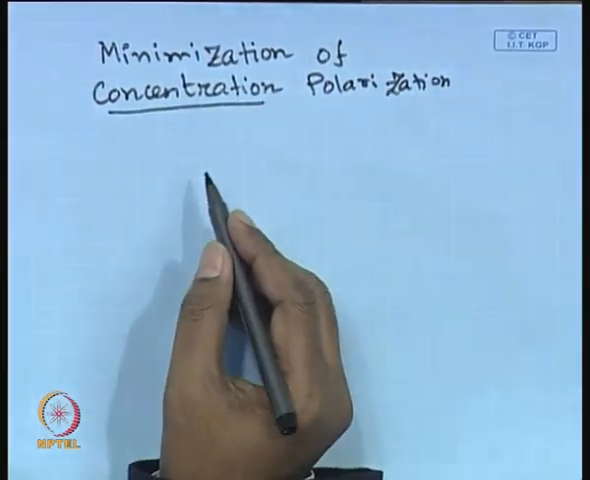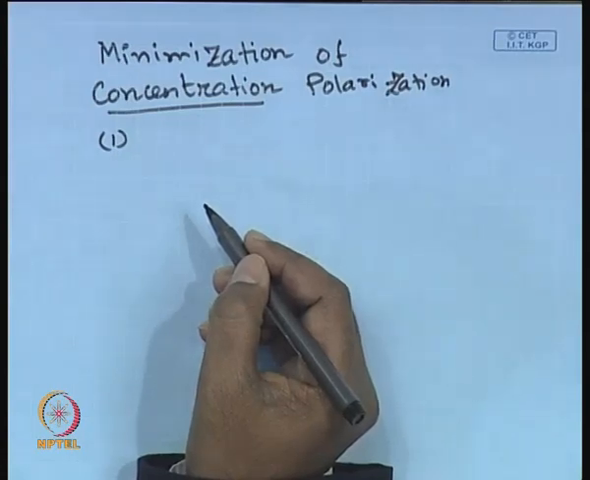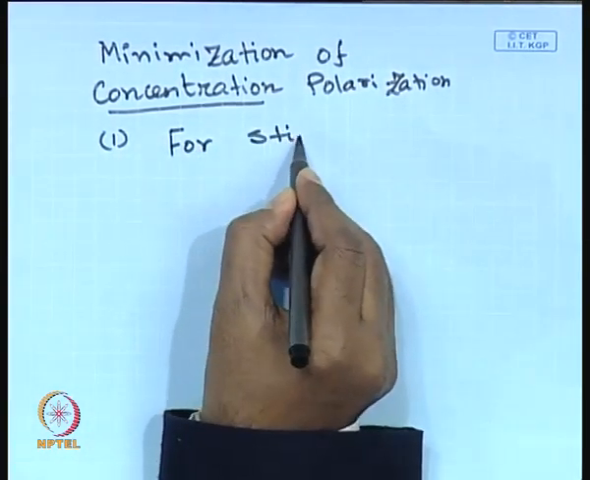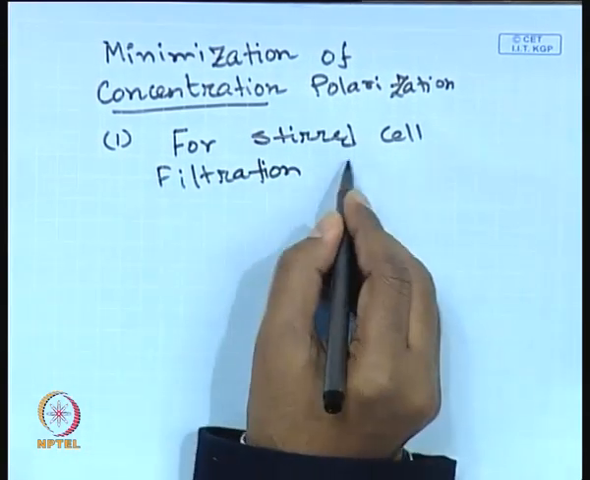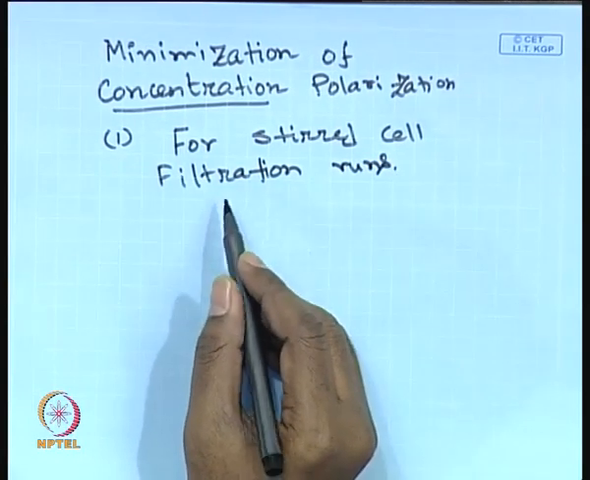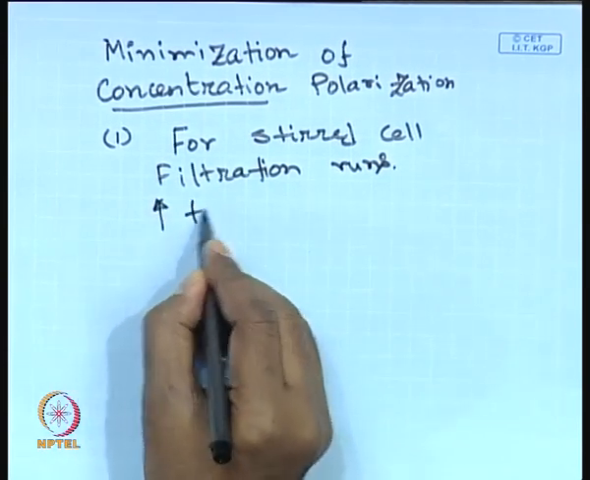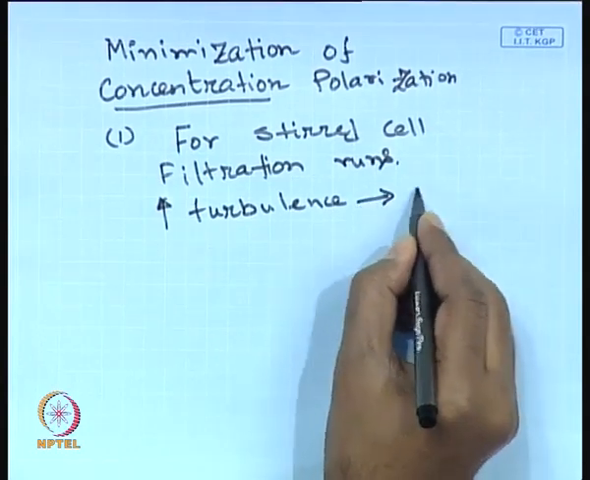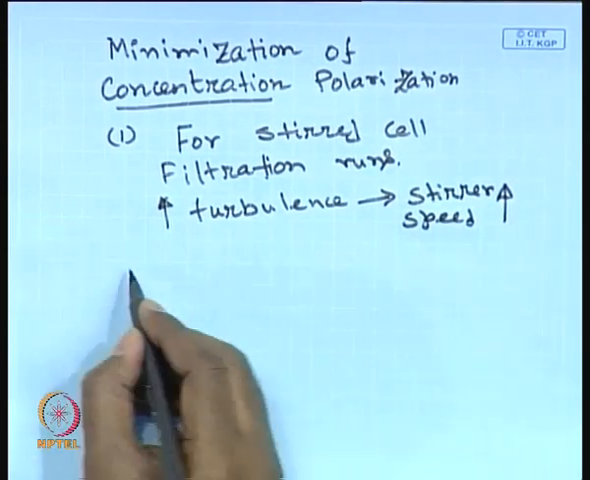The first aspect to minimize concentration polarization is to increase turbulence in the system, such that the deposition over the membrane surface will be disturbed or will decrease. Okay. So, if you have a stirred cell for filtration experiments or filtration runs, one can simply minimize concentration polarization by increasing turbulence in the system, and turbulence can be increased by increasing the stirrer speed. That is one option.